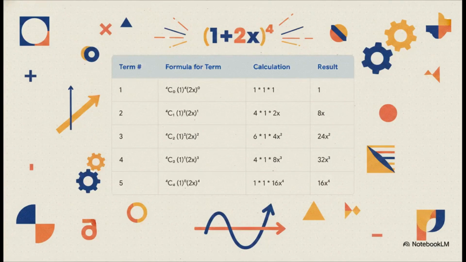All right, let's put this to the test. We're going to expand (1 + 2x)^4. This table really breaks it all down for us. Let's just zoom in on term 3 for a second.